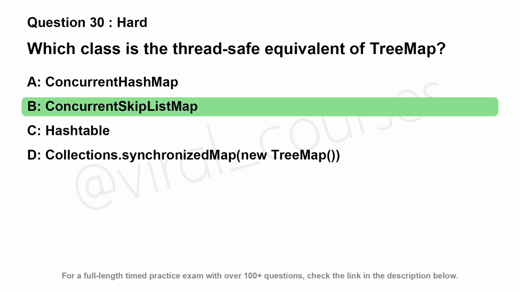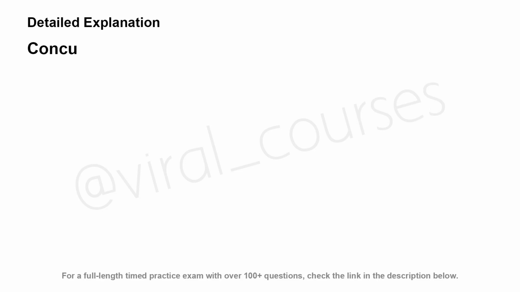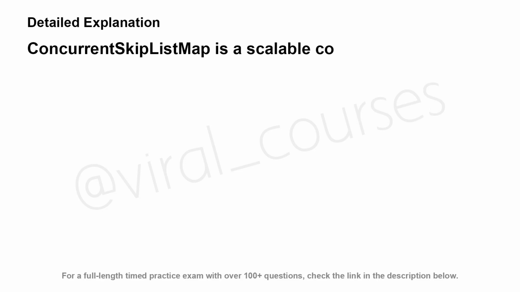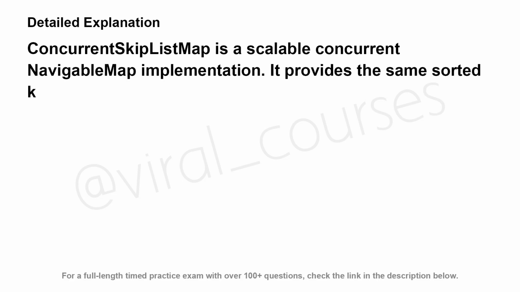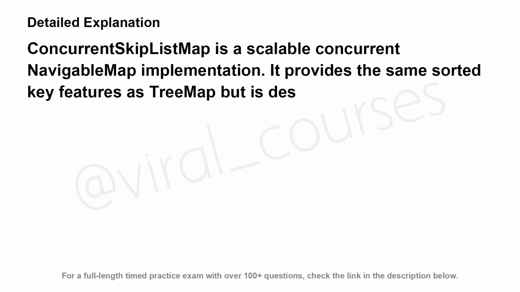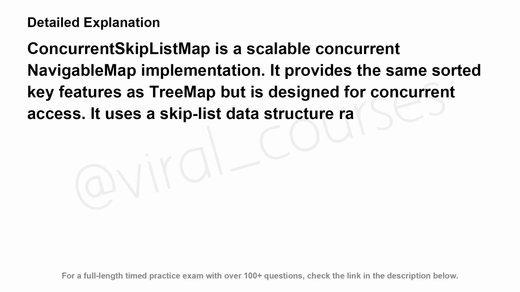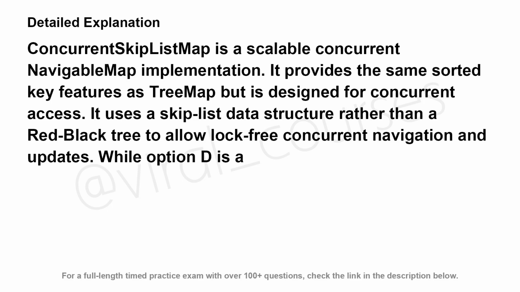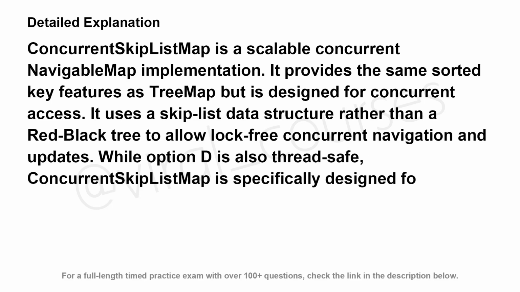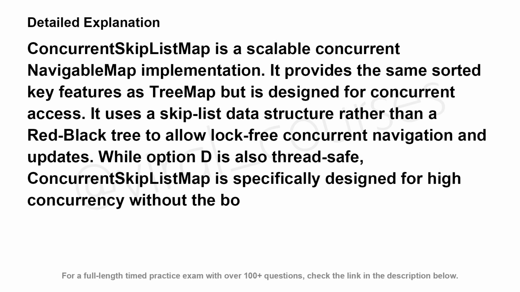The correct answer is B. ConcurrentSkipListMap is a scalable concurrent navigable map implementation. It provides the same sorted key features as TreeMap but is designed for concurrent access. It uses a skip-list data structure rather than a red-black tree to allow lock-free concurrent navigation and updates, while option D is also thread-safe. ConcurrentSkipListMap is specifically designed for high concurrency without the bottleneck of a single lock.